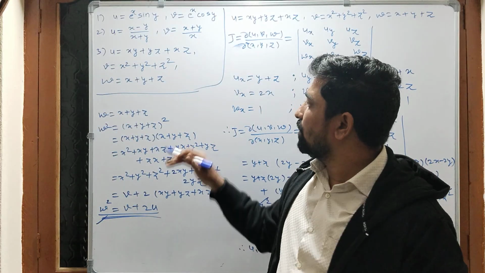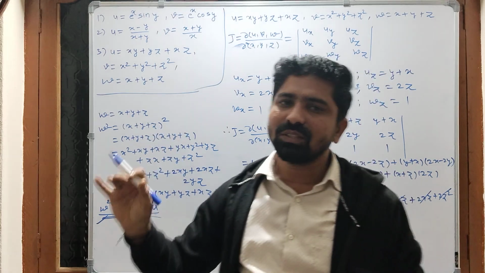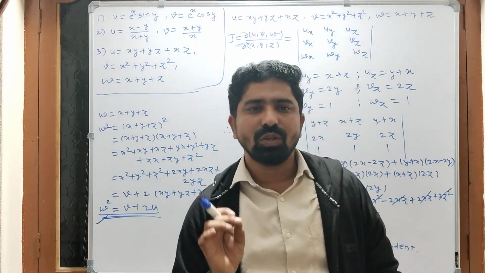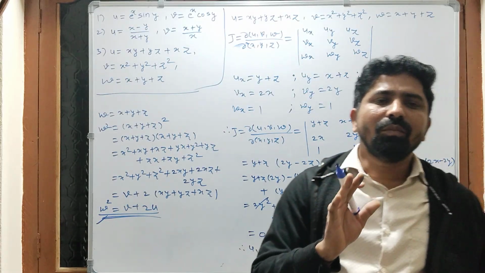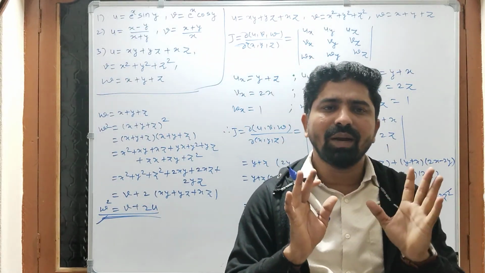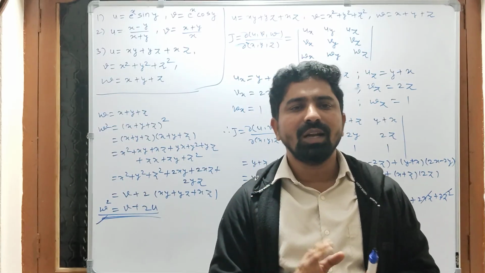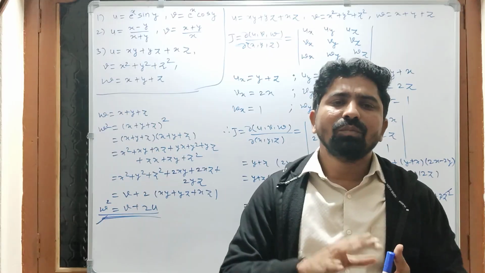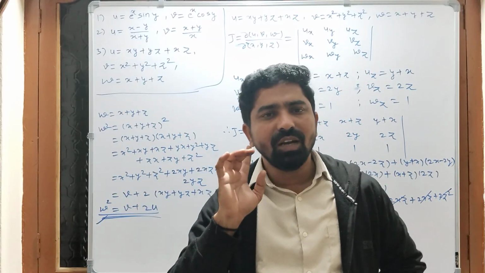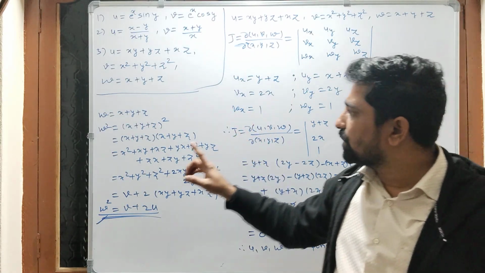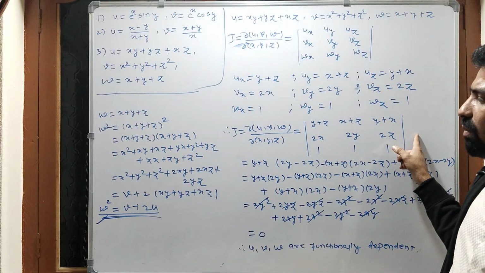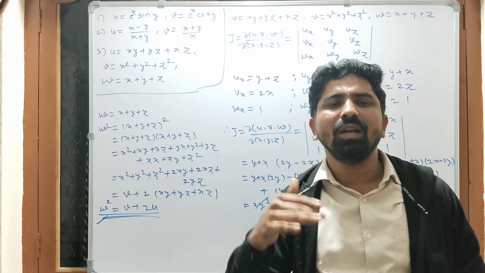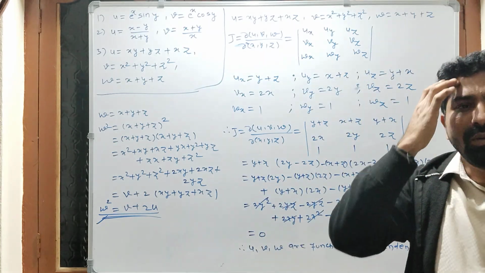So this is the complete summary, and this is the complete concept of functional dependence and functional independence of functions. So keep in mind, for any matrix, if the determinant is 0, at that time these vectors are linearly dependent in the given matrix. If the determinant is 0, vectors are linearly dependent. In the same way, if the Jacobian is 0, Jacobian is determined by determinant, functions are functionally dependent.